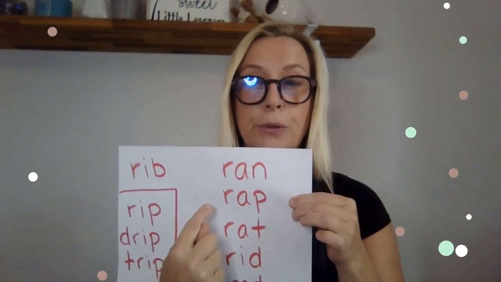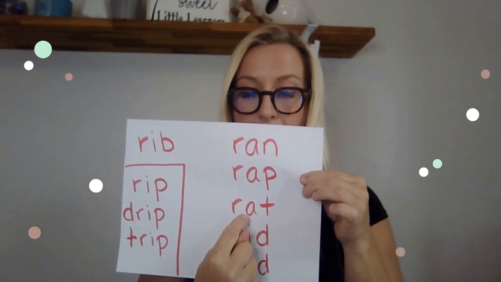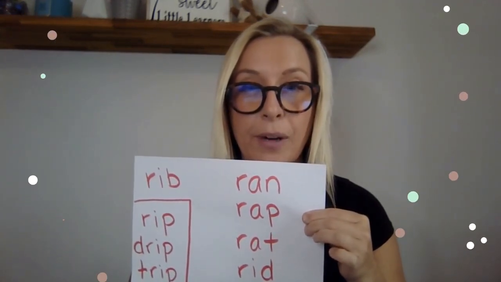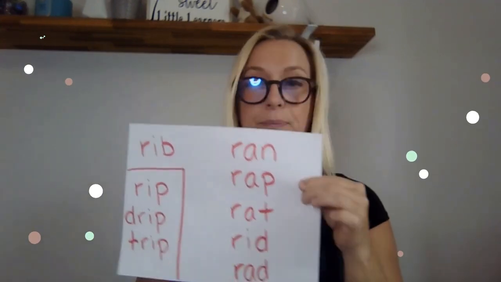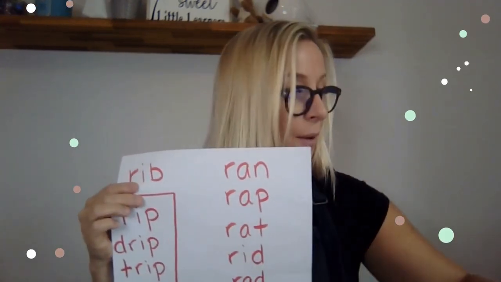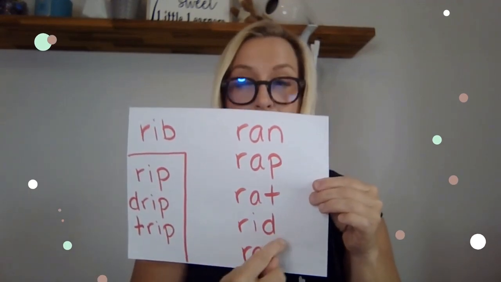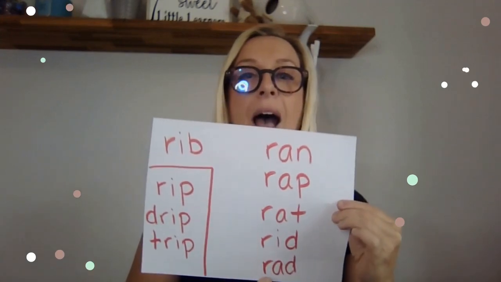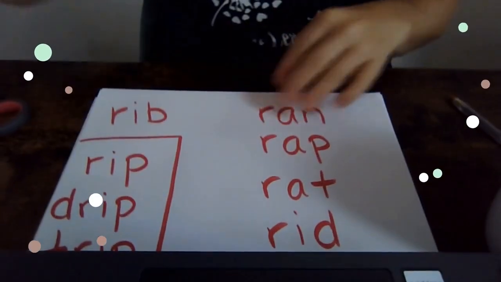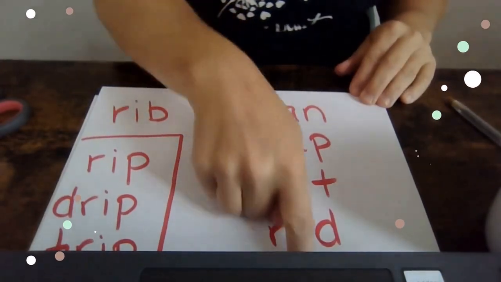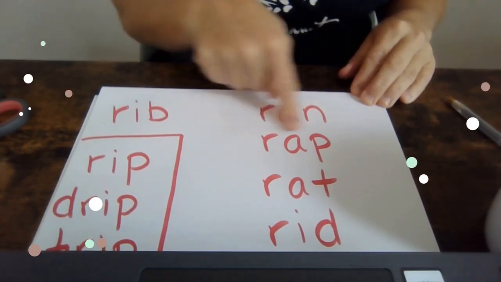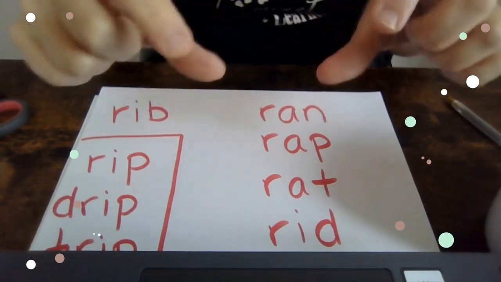Ap. At. Well, I know we've done that ending before, that word family at. Id. I think we just did that with the D's. Id. Red. And ad. Rad. So you're going to take a look and you're going to find the word families that already exist. And maybe with help, you can reproduce the word and put them where it's supposed to be.